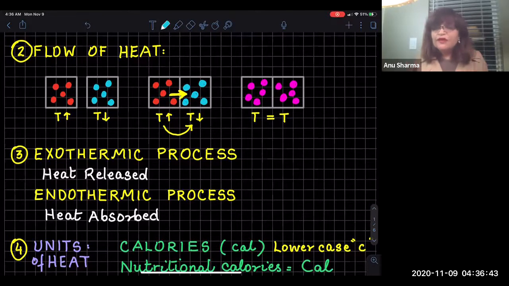Okay, next, let's look at the flow of heat. Yes, heat flows from a higher temperature to a lower temperature. As you can see, the red colored particles are the ones that have a high temperature, and the blue ones have a lower temperature. When you mix the two, the heat is going to flow from the red ones, the higher temperature, to the blue ones, the lower temperature. This continues until the temperature becomes the same on the hot and the cold side.